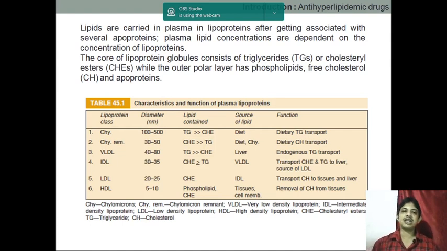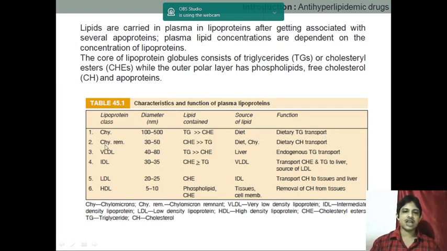Now if we look at this chart, these are the different classes of the lipoproteins. Clear? So the first one is the chylomicron, whose diameter is 100 to 500 nm. The major lipid is triglyceride, and cholesterol ester is less. The main source is the lipid in the diet, and the function is triglyceride transport.